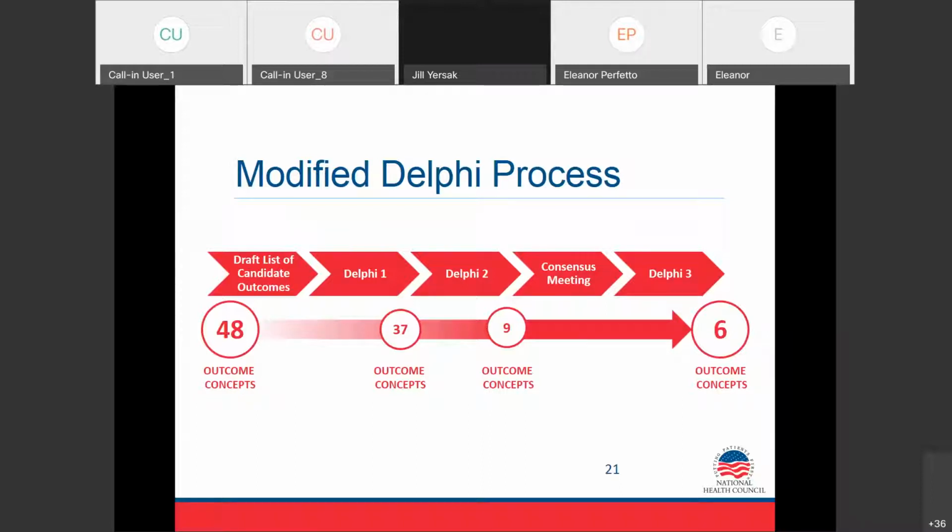So in this particular example that we're talking about now, the hemophilia, we started with 48 outcomes. In the first round, it went through 37. In the second round, it went to 9. Then after the consensus meeting, after the final vote, we ended up with 6. Next slide, please.